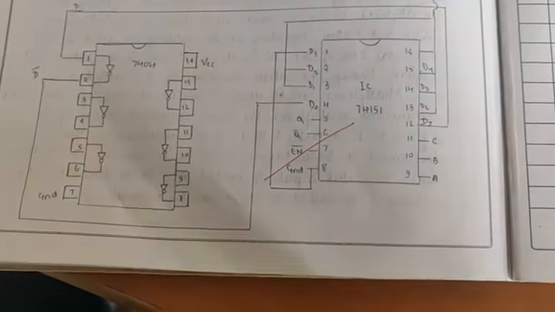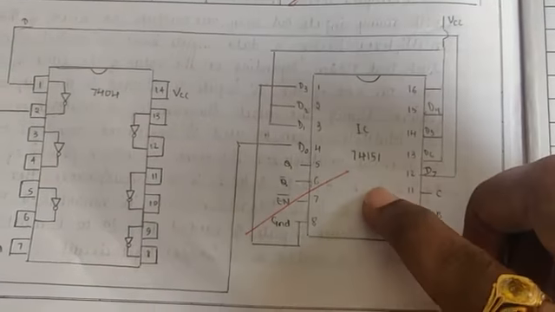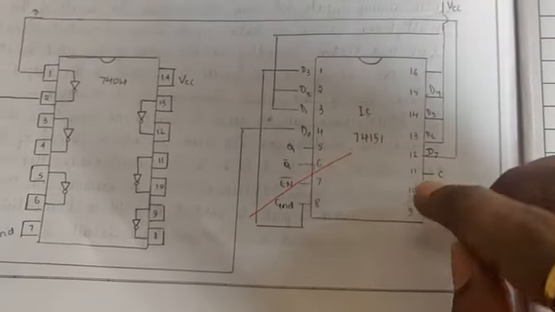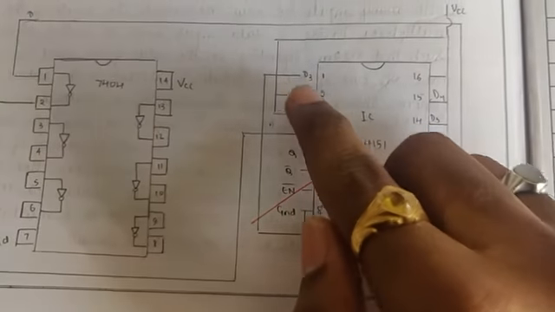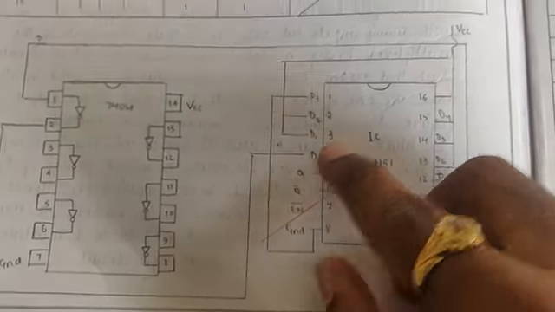So you are supposed to make use of this. Look at this, this is 74151. Pins 1, 2, 3, 4, 5, 6, 7, 8, and 9 to 16 are written. So you know, pin number 1 is D3, pin number 2 is D2, pin number 3 is D1, pin number 4 is D0. You can look at here.